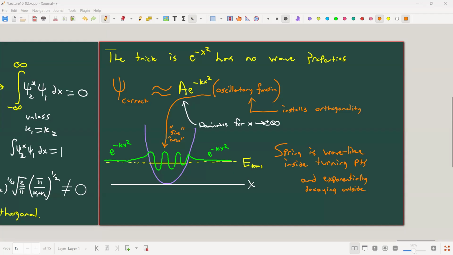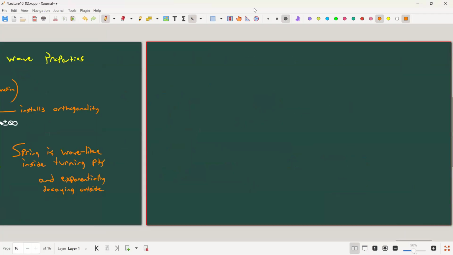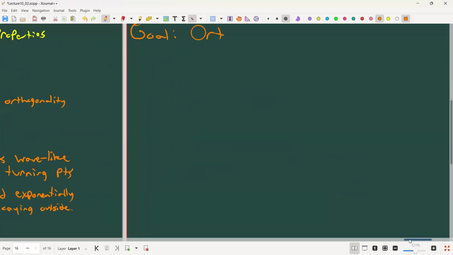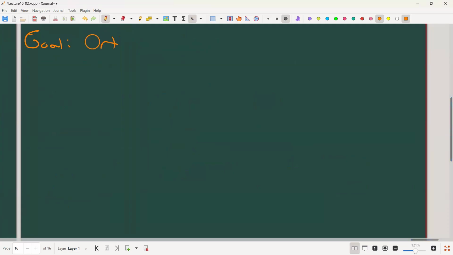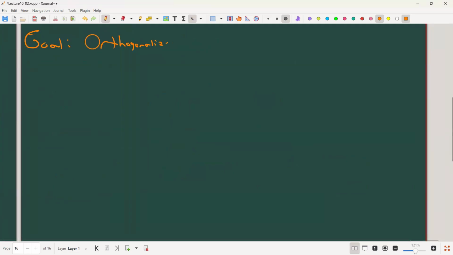Now I need my new notes. Okay. All right, so let's build in that oscillatory function. So our goal is to orthogonalize. Let me zoom in a bit more so everyone can see this. There we go. Orthogonalize our bell curve like guesses, like wave functions.